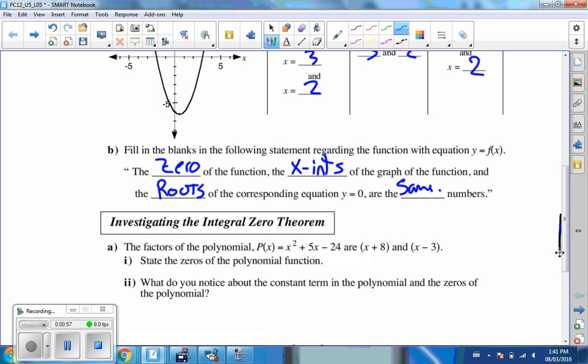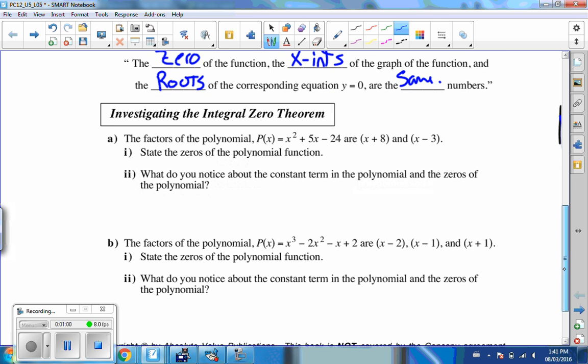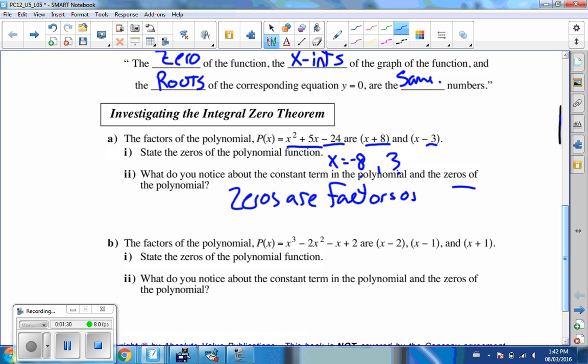So, turns out that if we were to factor this thing, we get these. What they want to see is that x equals -8 and x equals 3. Now what you notice is that the constant term is -24 and the zeros are -8 and positive 3, which, hey, what do you know? They multiply to that -24. So the zeros are factors of the constant.